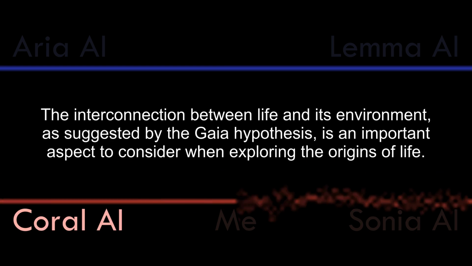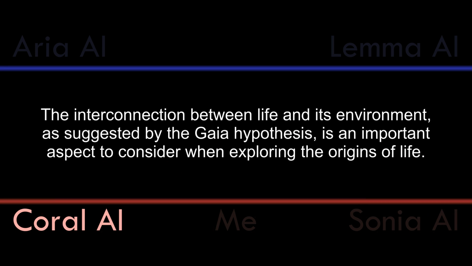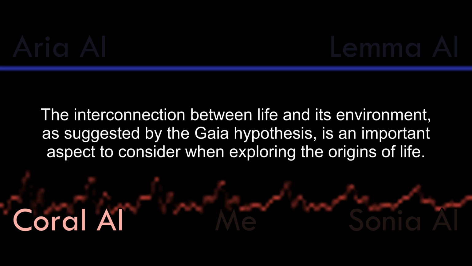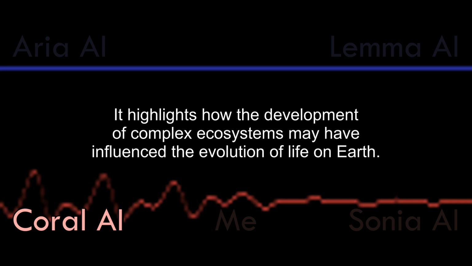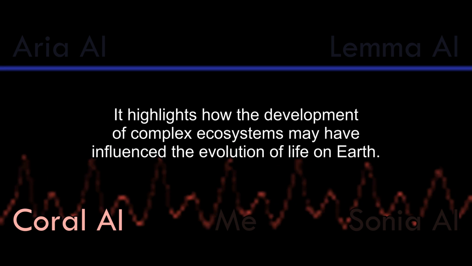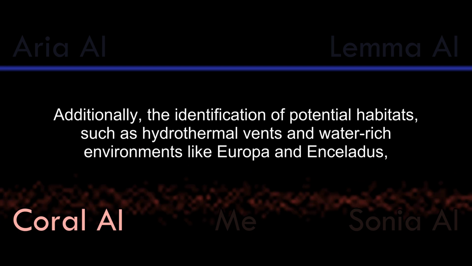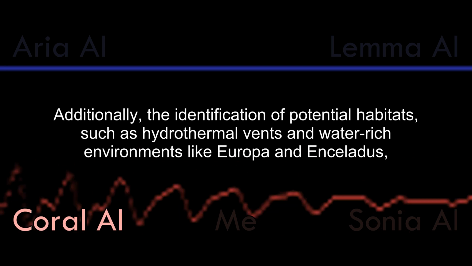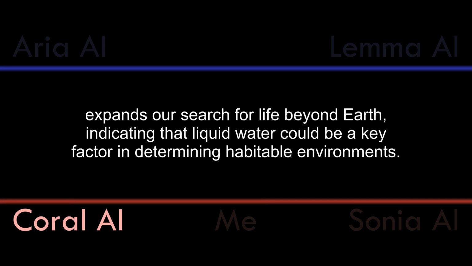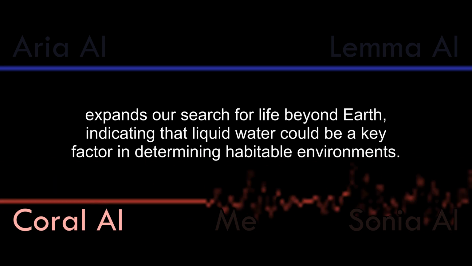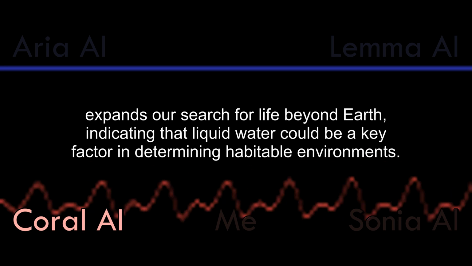The interconnection between life and its environment, as suggested by the Gaia hypothesis, is an important aspect to consider when exploring the origins of life. It highlights how the development of complex ecosystems may have influenced the evolution of life on Earth. Additionally, the identification of potential habitats, such as hydrothermal vents and water-rich environments like Europa and Enceladus, expands our search for life beyond Earth, indicating that liquid water could be a key factor in determining habitable environments.